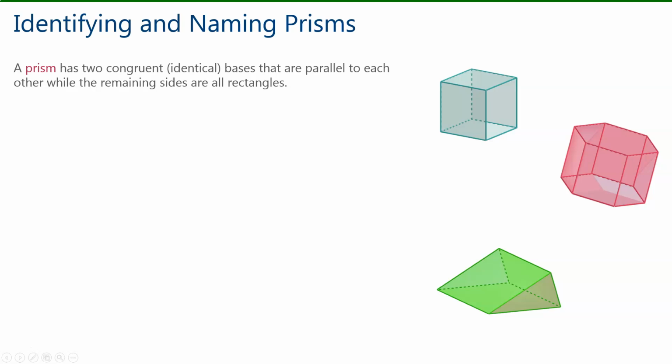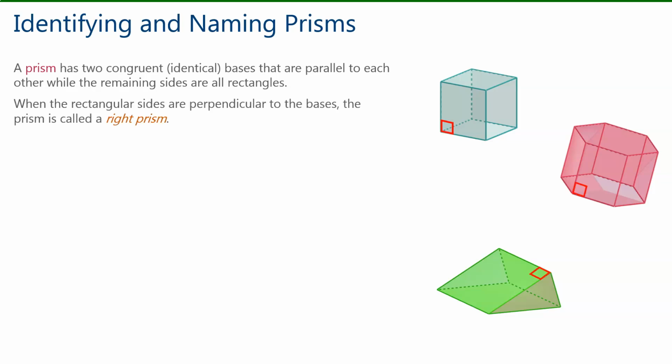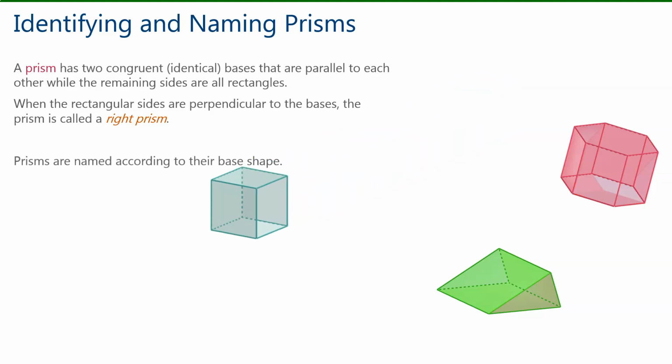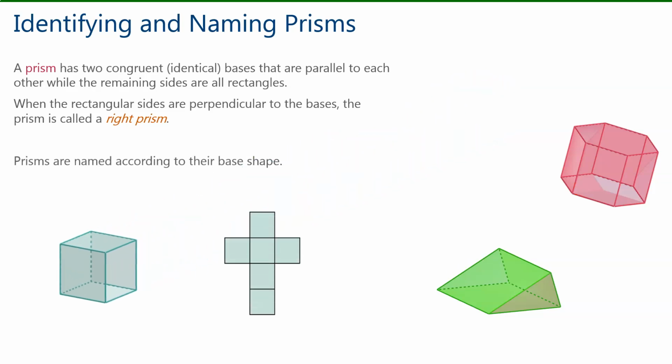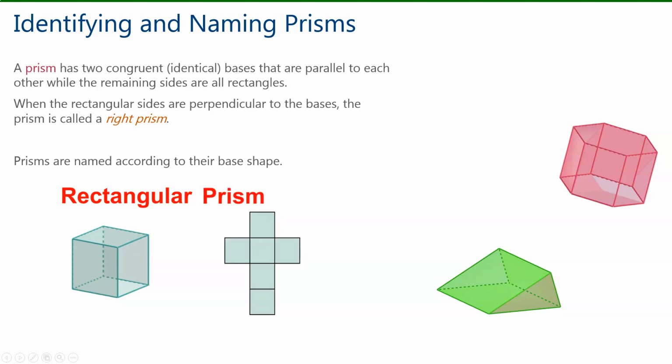A prism has two congruent or identical bases that are parallel to each other, while the remaining sides are all rectangles. When the rectangular sides are perpendicular to the bases, which means a 90-degree angle is formed, the prism is called a right prism. Prisms are named according to their base shape. For example, in this object we can see that we have two congruent rectangular bases. The rest of the sides are all rectangles as well, which means this 3D object is a rectangular prism.